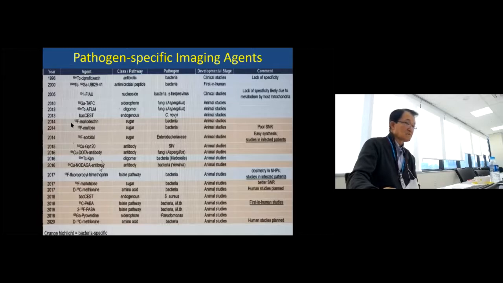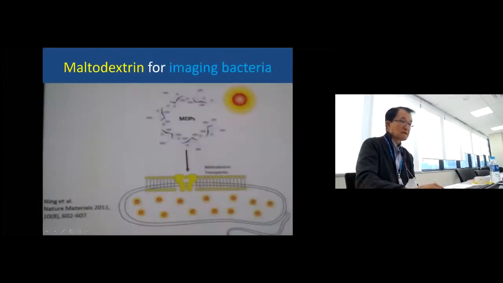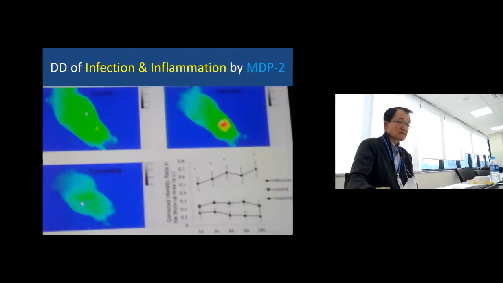Particularly maltodextrin and maltose are very promising to separate infection from inflammation. But somehow this was developed by chemical engineers, and we don't use that. I think we have to keep working on this kind of thing. So this one is E. coli myositis. They labeled the maltose metabolite. Maltodextrin for bacterial imaging has been proposed, and they claim they can separate infection from inflammation in an animal model.